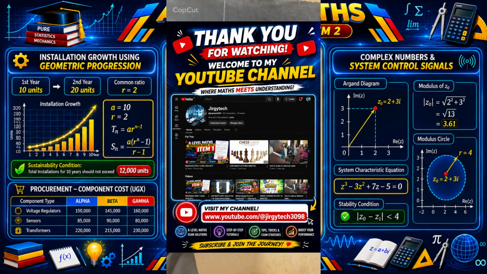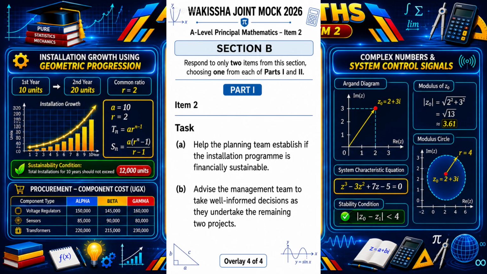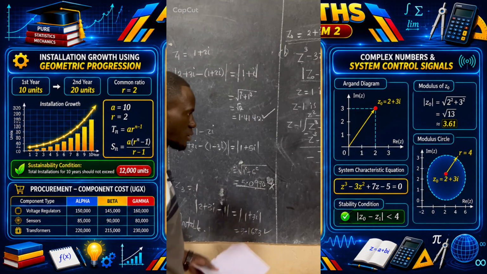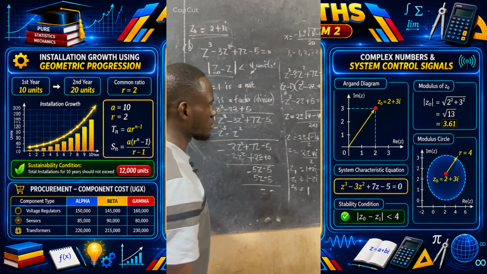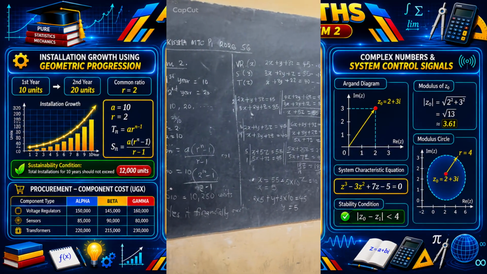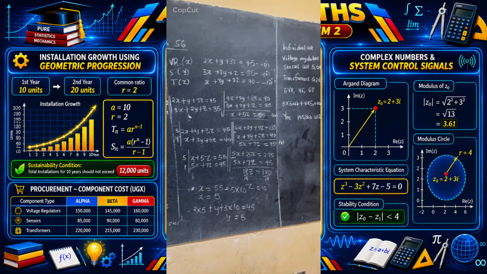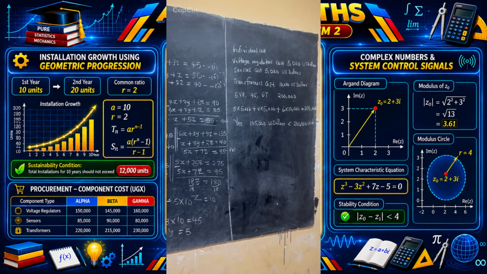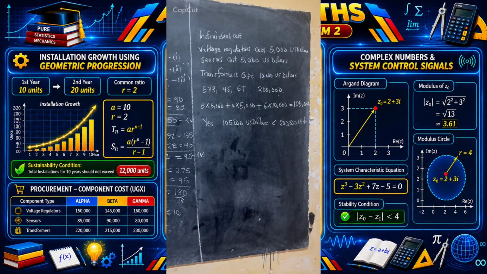Hey, I answered before even reading the question. The question was asking, at times if you read a given pattern, you start attempting, it becomes easy. It was saying, advise the management team to take well-informed decisions as they undertake the remaining 2 projects. The first project was to see if the money will be sufficient to buy the others. Yes, it was sufficient. Then the last one was automation, and we have seen it will not be successful.